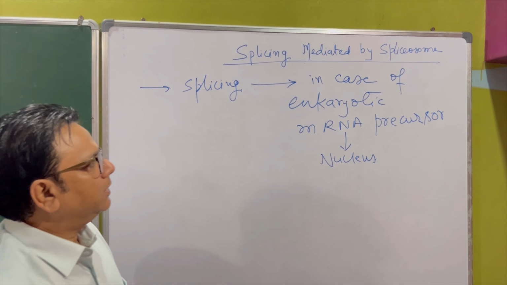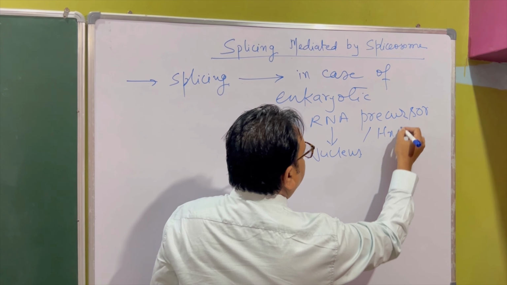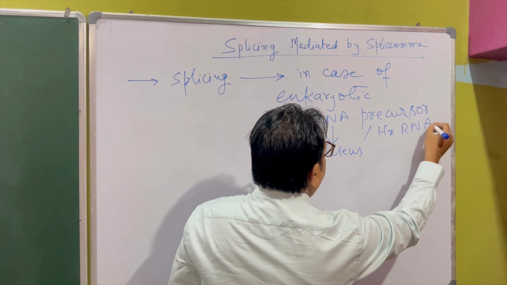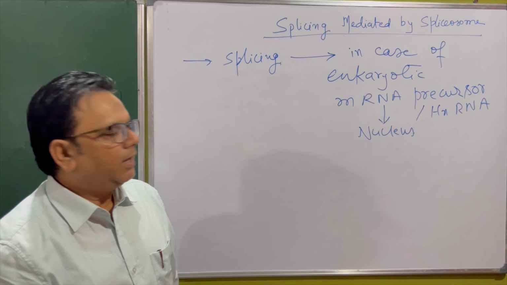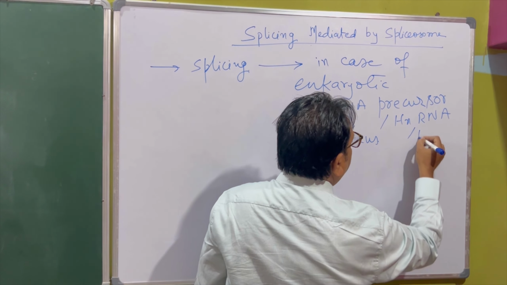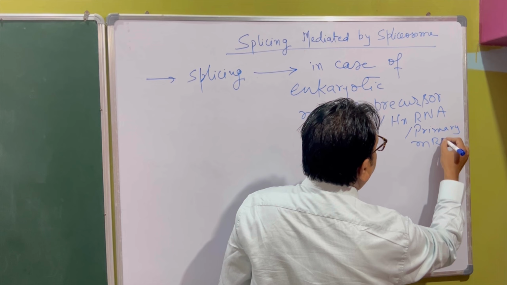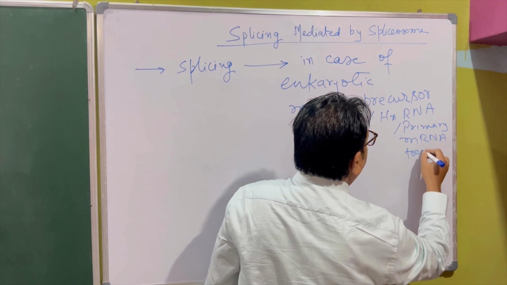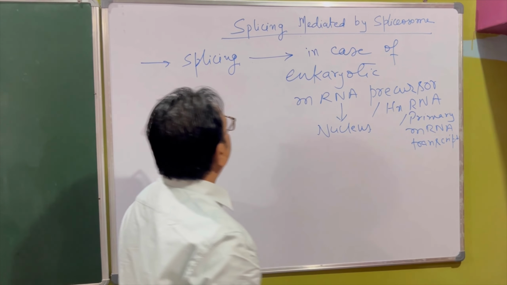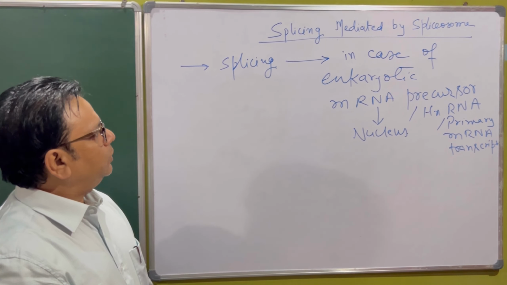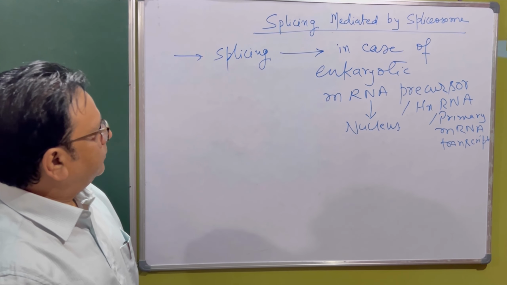Either you say mRNA precursor, or you also call it heterogeneous RNA, or you also call it primary mRNA transcript. You can use either of the three. So, in case of eukaryotic mRNA precursor, it takes place in the nucleus.